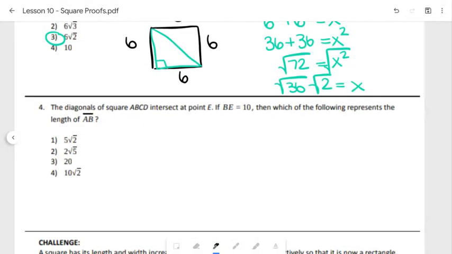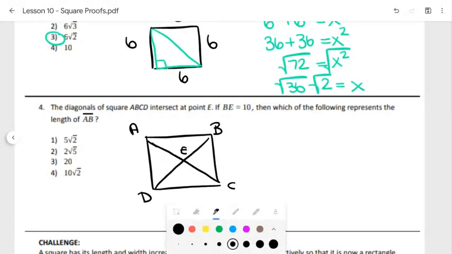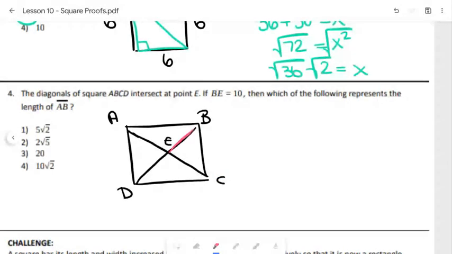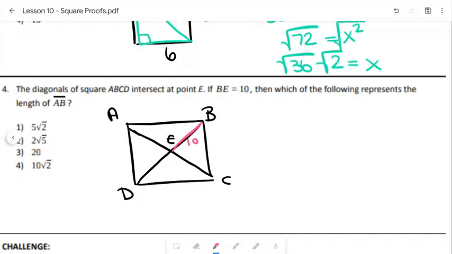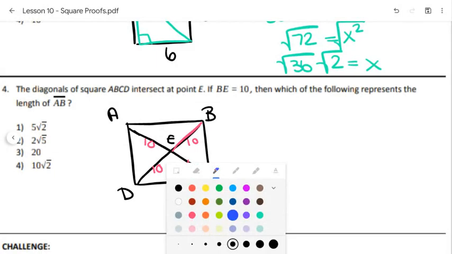In the next one, the diagonals of a square ABCD intersect at point E. If we're given BE is equal to 10, which of the following is AB? So it doesn't matter how we label A, B, C, D. We know that AC and BD intersect at this point E. And we know that BE here is 10. If we want to know the length of AB, well, we know that the diagonals bisect, and we know the diagonals are congruent, so we know all these pieces around have to be 10. Okay, we also know that the diagonals are, in fact, perpendicular.